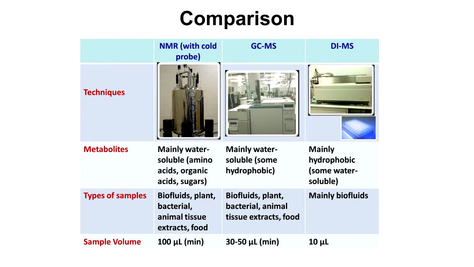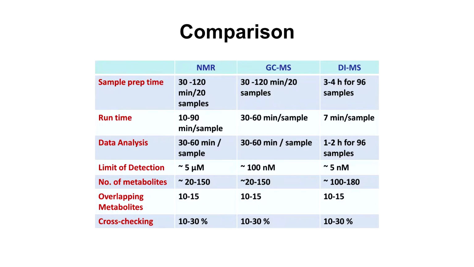There are different types of samples that you can use. Some are better for different systems. There are different limits in terms of the sample volume. LCMS or DIMS need very small sample volumes, whereas NMR typically requires 100 microliters to 500 microliters. GCMS is more intermediate. In terms of sample preparation time, run time, and data analysis, they're all different. The limits of detection are all different. The number of metabolites you might see, identify, and quantify also varies.